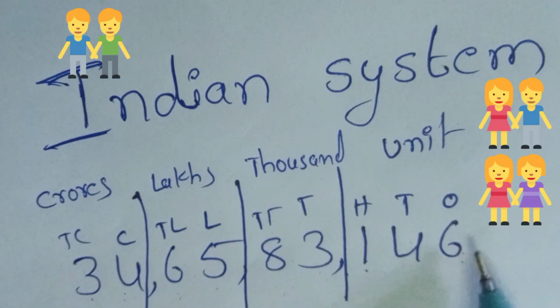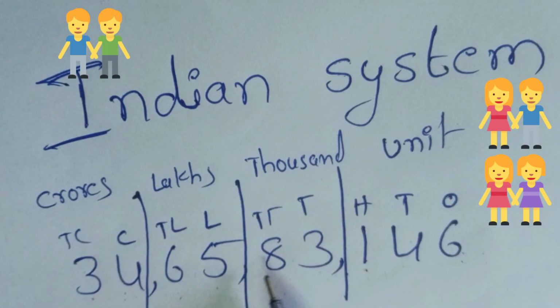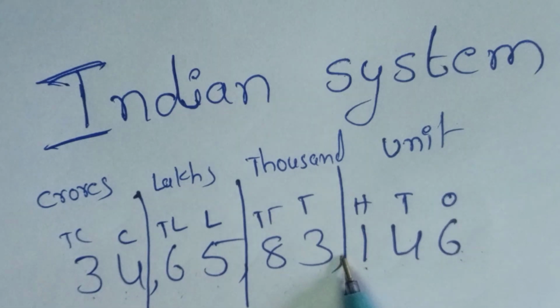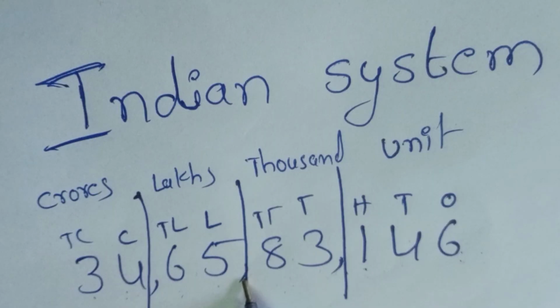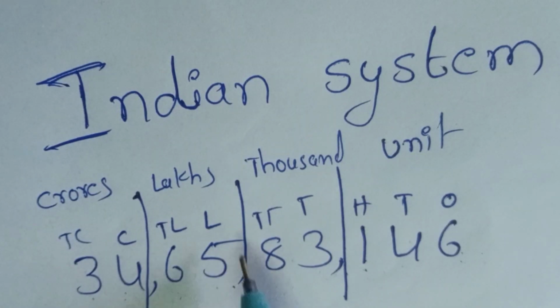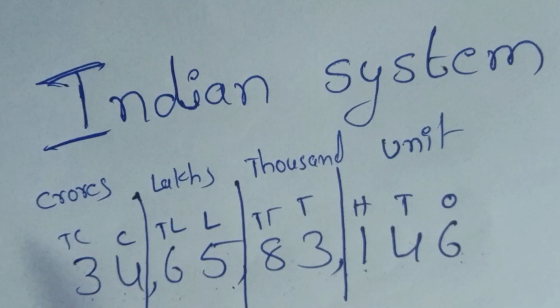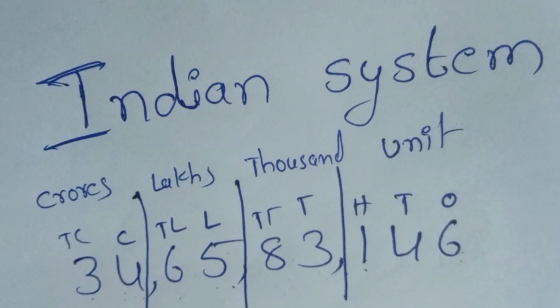In the Indian system, the first three digits are one period. Afterwards, two digits make one period. After the first three digits, we keep a comma. Again, after the next two digits, the thousand period, a comma. Next, after the lakh period, we keep a comma. Then crores. So this is the Indian system.